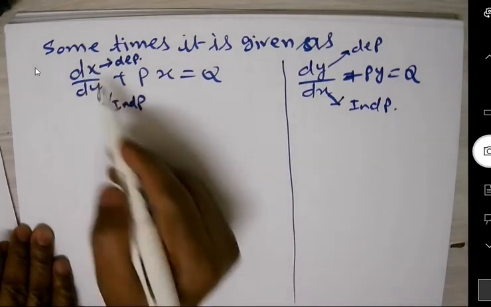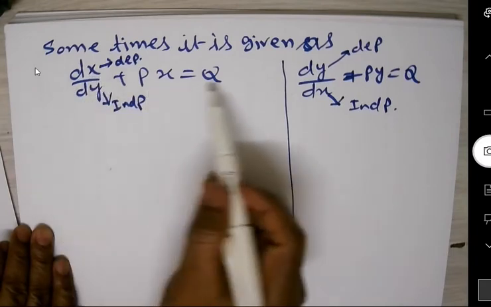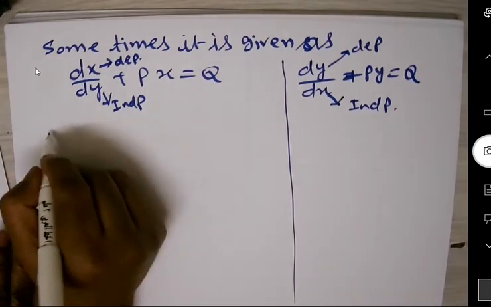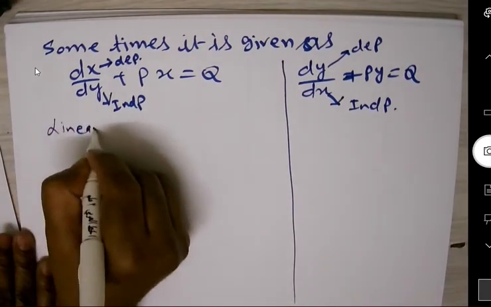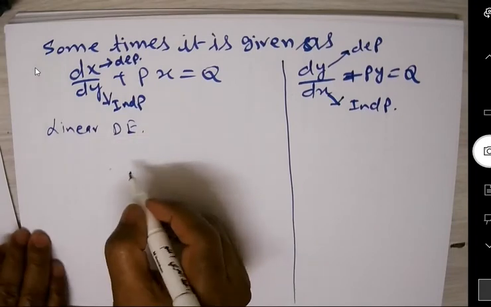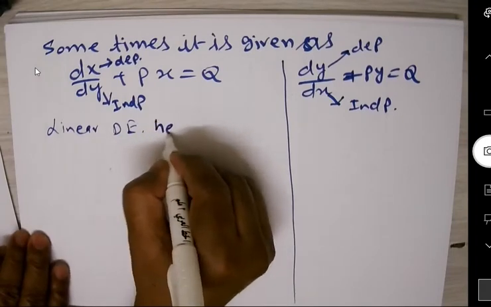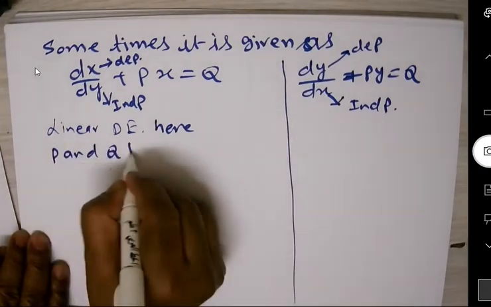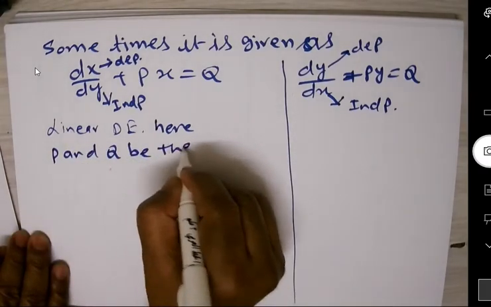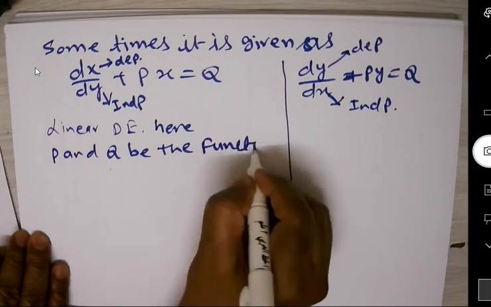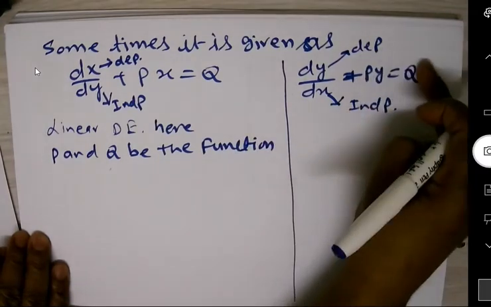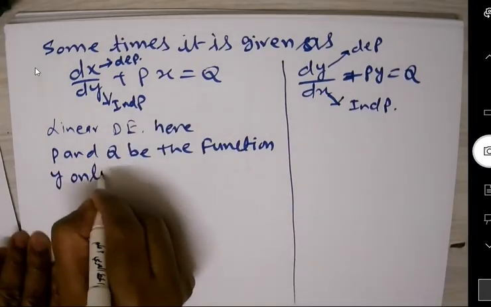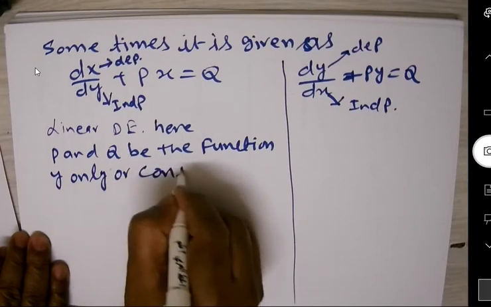So if the differential equation is given as dx/dy plus px is equal to q, then this is also called a linear differential equation. But here p and q must be functions of y only, the opposite of the previous case, or constants.